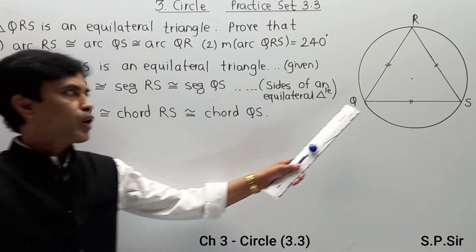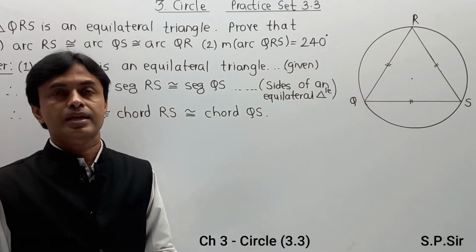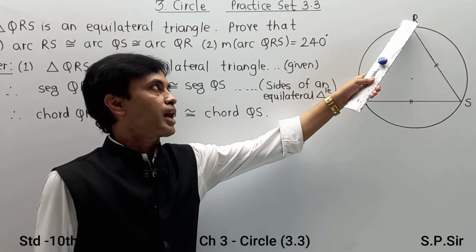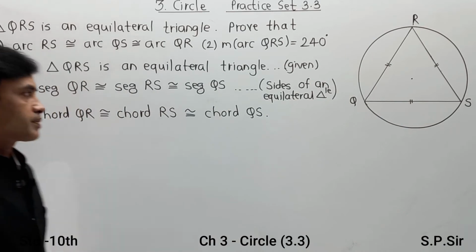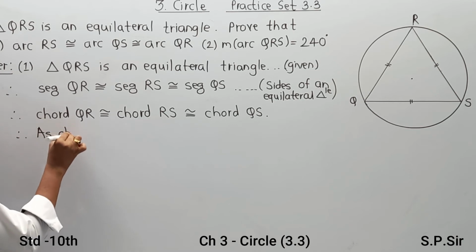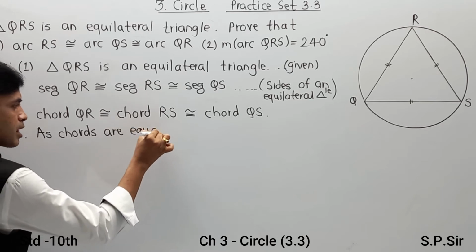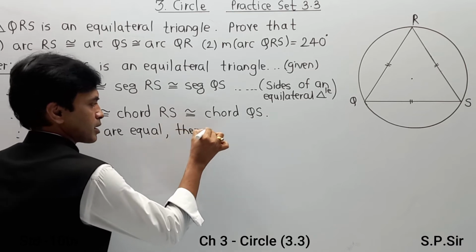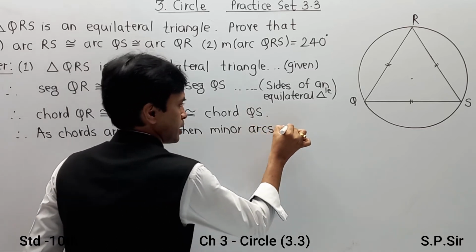In this way, all three chords are equal. If chords are equal, then their minor arcs are also equal. Their minor arcs must be equal, meaning arc QR is equal to arc QS is equal to arc RS. Therefore, as chords are equal, then minor arcs are also equal.